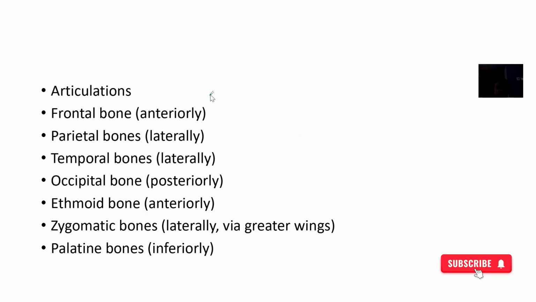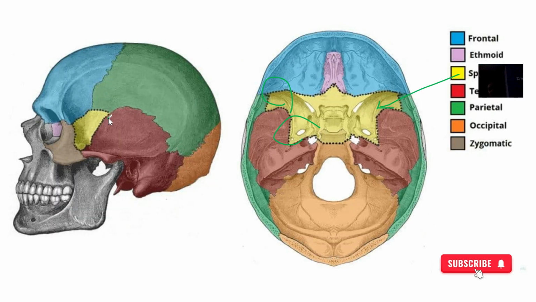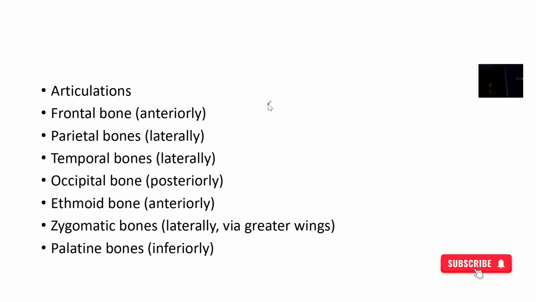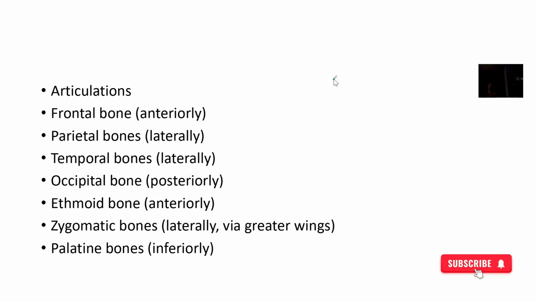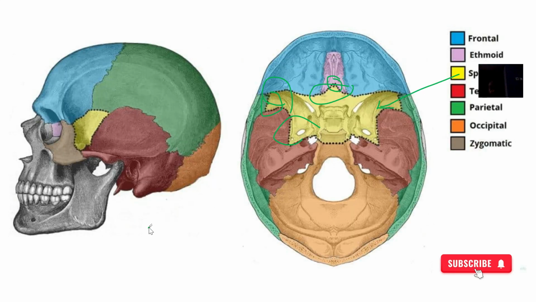on that bone. So articulations, in front, you say that is joining the frontal bone. This is the frontal bone. At the sides, you're joining the parietal bones. Okay, then temporal bones laterally also. Then because it has the greater wing and the lesser wing, then the ethmoid bone anteriorly. This is the ethmoid bone, like in front, literally. Then the zygomatic bone laterally, then the palatine bones inferiorly.